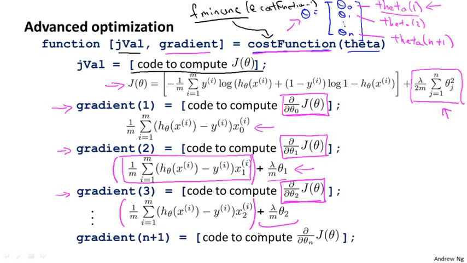So if you implement this cost function and pass it into fminunc, or one of those advanced optimization techniques, that will minimize the new regularized cost function J of theta, and the parameters you get out will be the ones that correspond to logistic regression with regularization. So now you know how to implement regularized logistic regression.